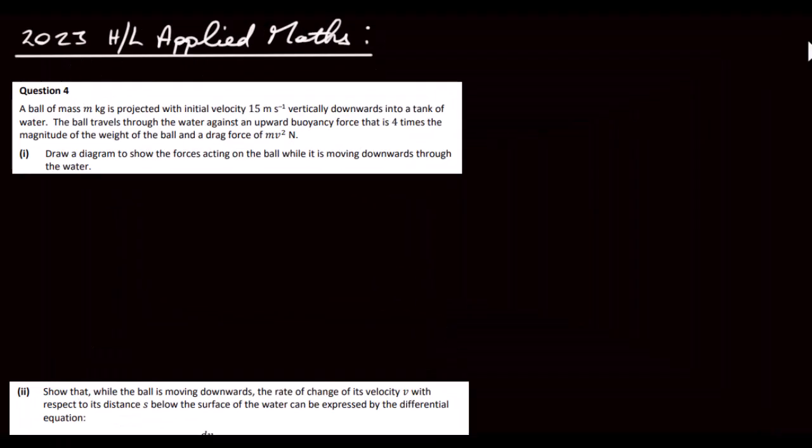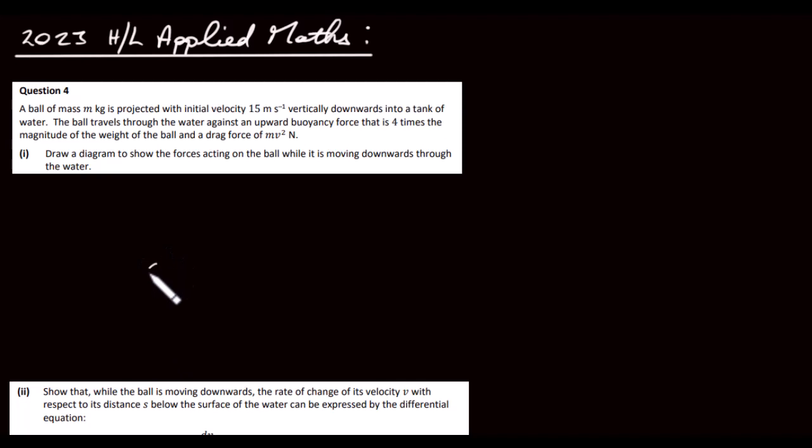Okay, so this is the 2023 Higher Level Applied Maths paper question 4. A ball of mass m kilograms is projected with initial velocity 15 meters per second vertically downwards into a tank of water. The ball travels through the water against an upward buoyancy force that is 4 times the magnitude of the weight of the ball and a drag force of mv squared newtons. Draw a diagram to show the forces acting on the ball while it is moving downwards through the water.